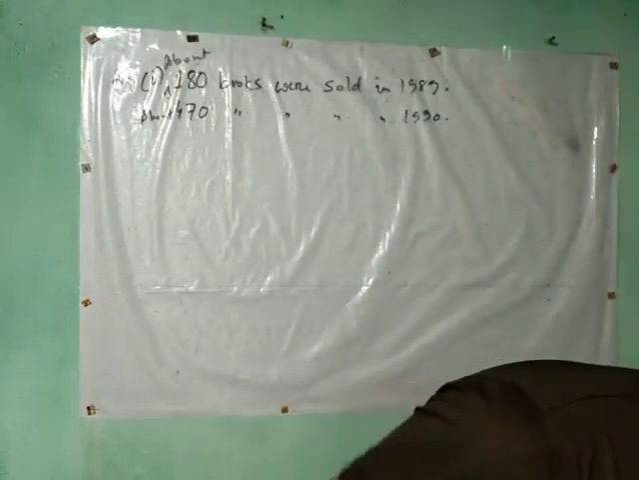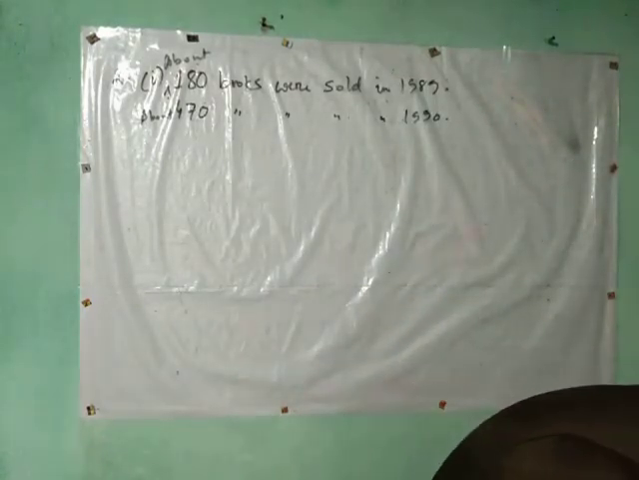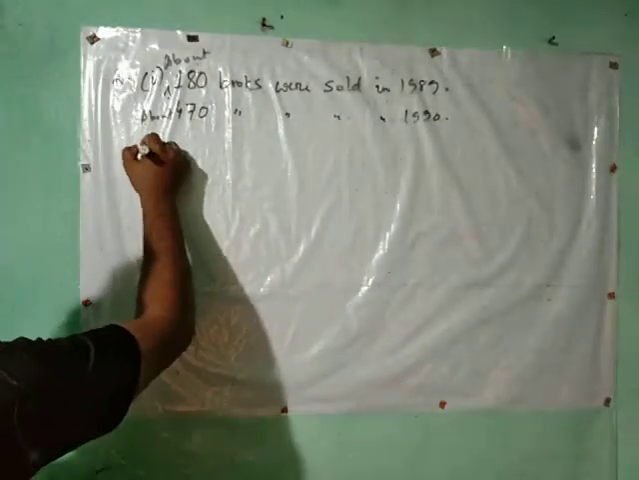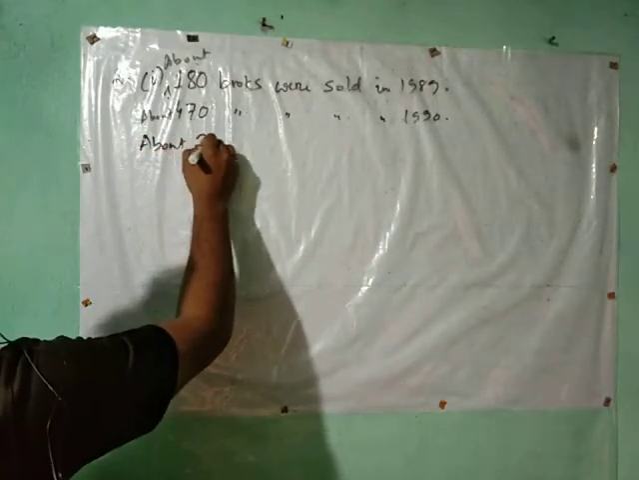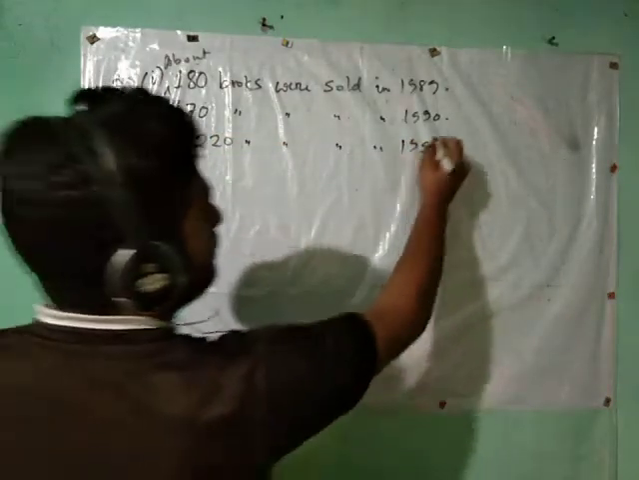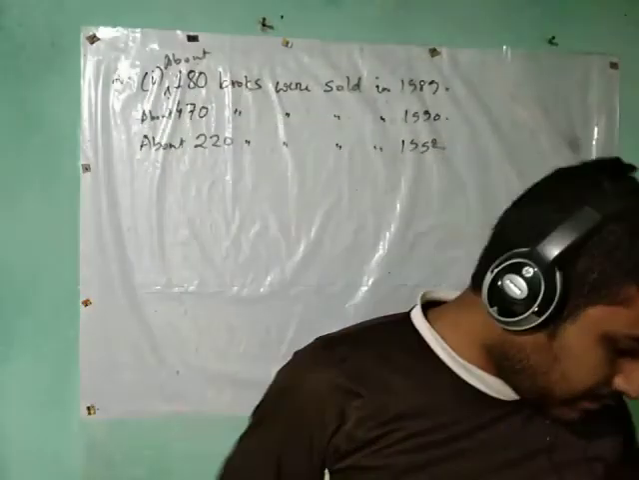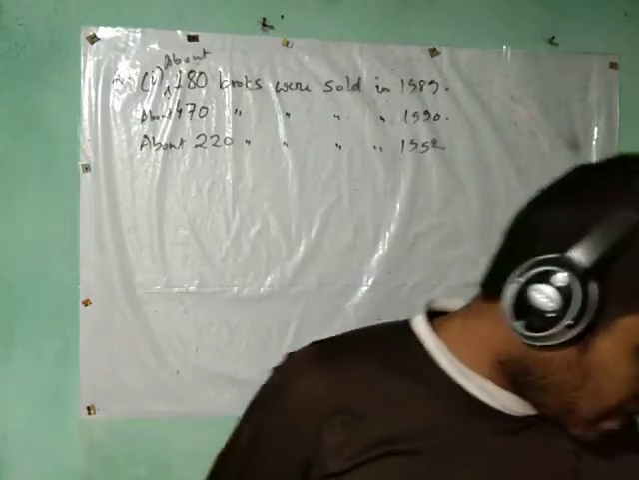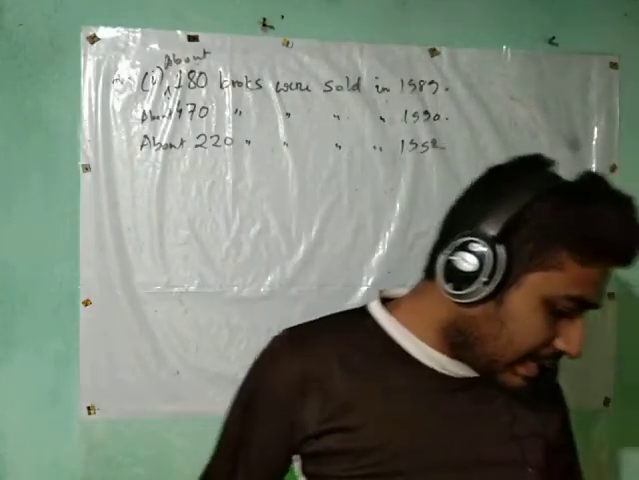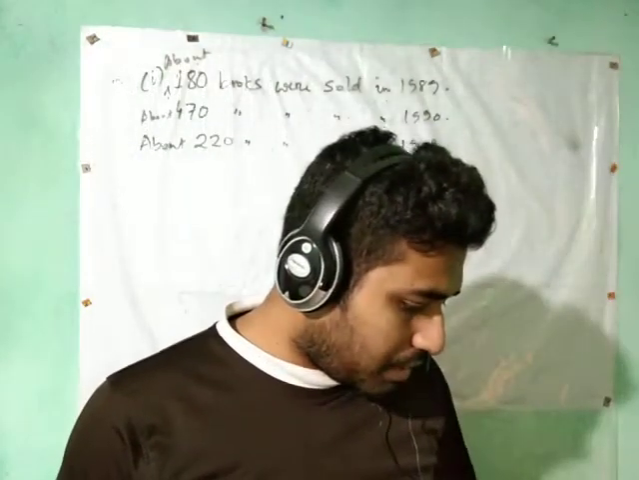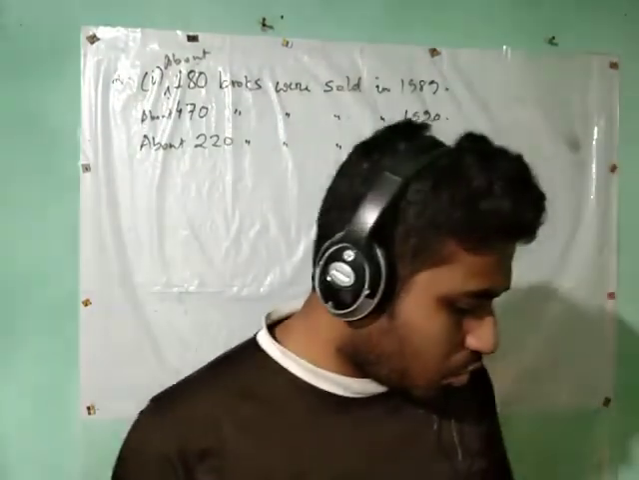1992. In 1992, it is almost 200, no? Or more than 200. It is more than 200, I think. Yeah, it is more than 200. About 220 books were sold in 1992, isn't it? Okay, now look at question number two, second part. In which year were about 475 books sold? About 225 books sold?